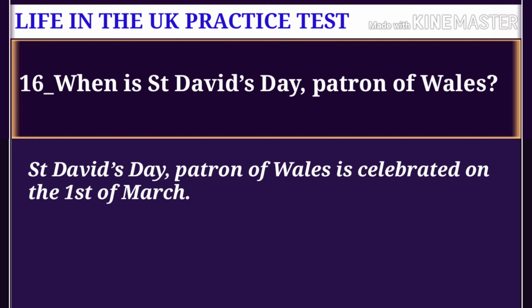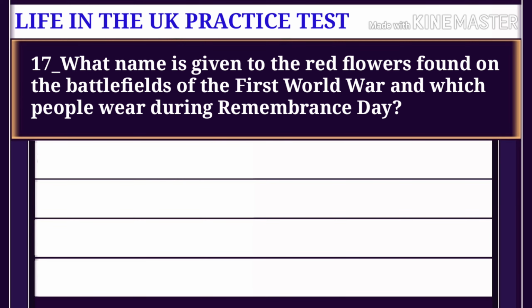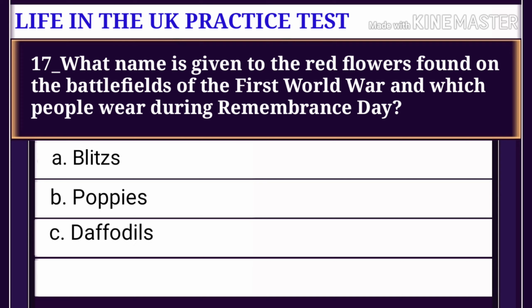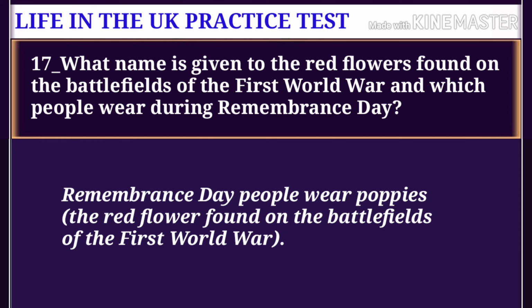Life in the UK practice test. Question 17 of 24. What name is given to the red flowers found on the battlefields of the First World War and which people wear during Remembrance Day? A. Blitzers. B. Poppies. C. Daffodils. D. Carnations. The correct answer is B. Poppies. On Remembrance Day, people wear poppies, the red flower found on the battlefields of the First World War.